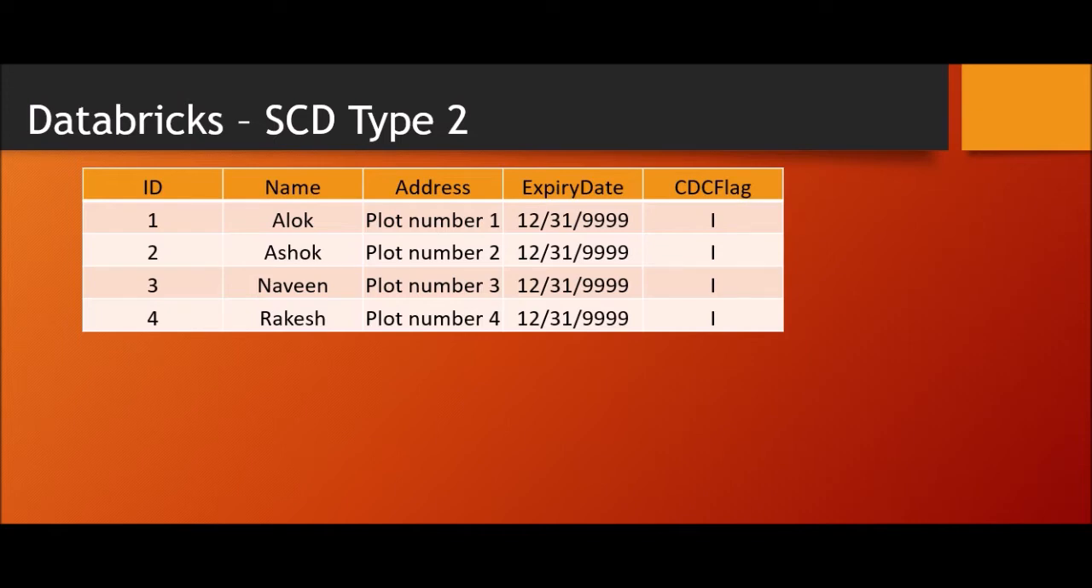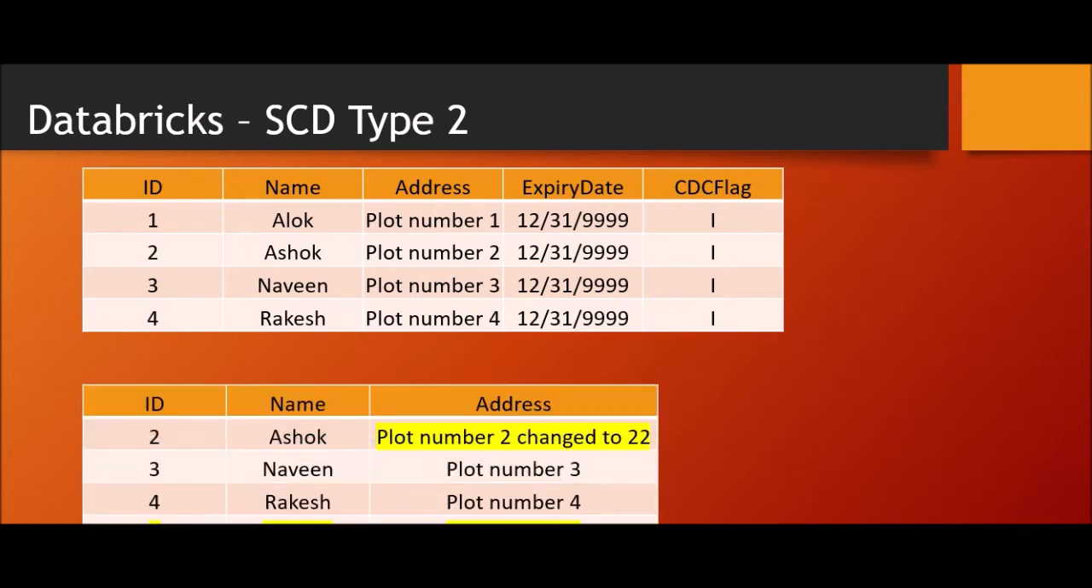You are going to get only ID, name and address from your source. Suppose you have four records, all of them have different IDs. ID is unique and expiry date is 12/31/9999. It means these are all active records. Now this is the current day snapshot.